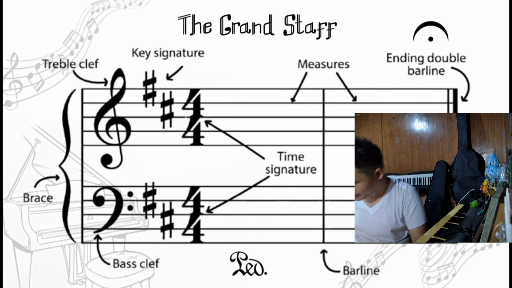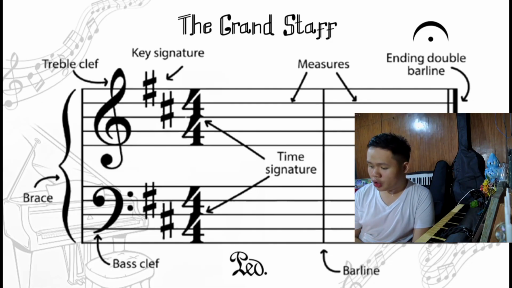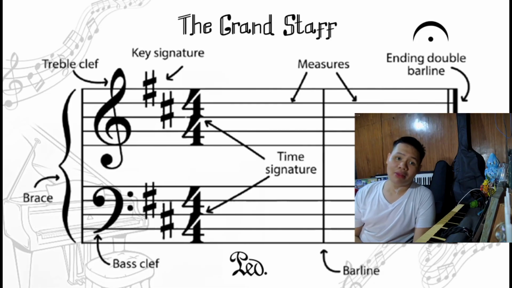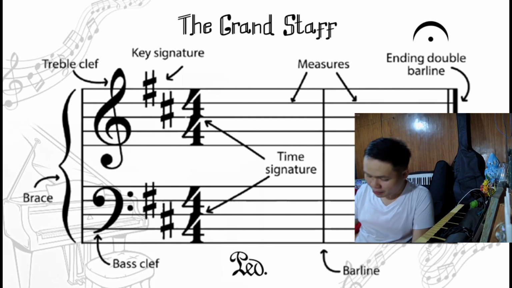As you can see, and then we have the measures, which we have tackled earlier, which is the container of notes, but it must satisfy the numerator of the time signature, or the top number of the time signature. And we have the ending double bar line, and the measures are separated by the bar line.